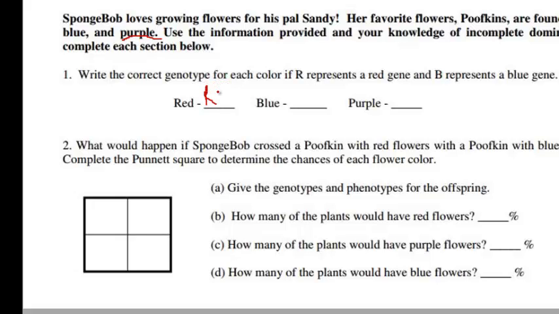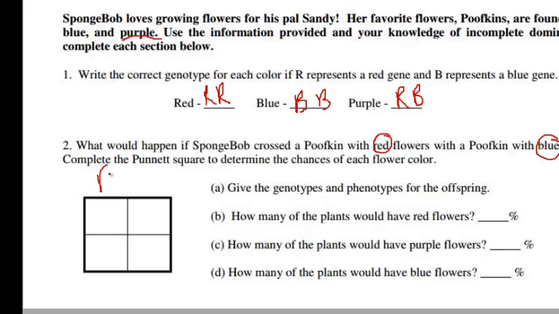The only way to be red is if you have two capital R's. The only way to be blue is if you have two big B's. And when you combine red and blue, when it blends together, you're going to have RB. So what would happen if SpongeBob crossed a puffkin with red flowers and a puffkin with blue flowers? It wants us to complete the Punnett square.